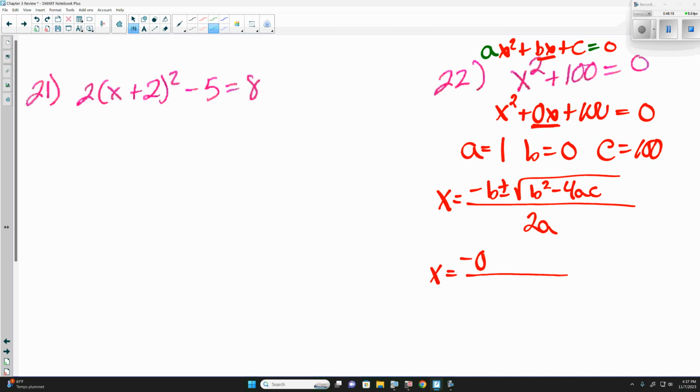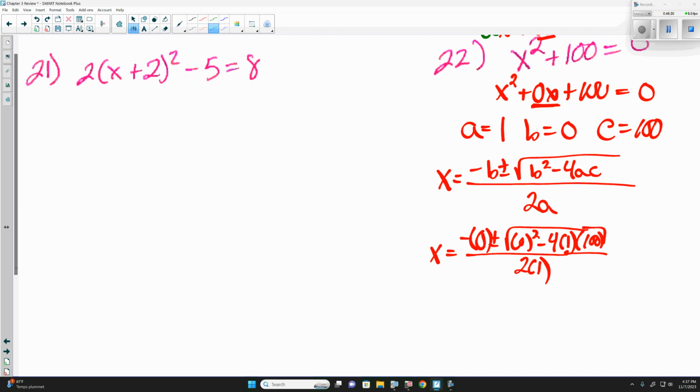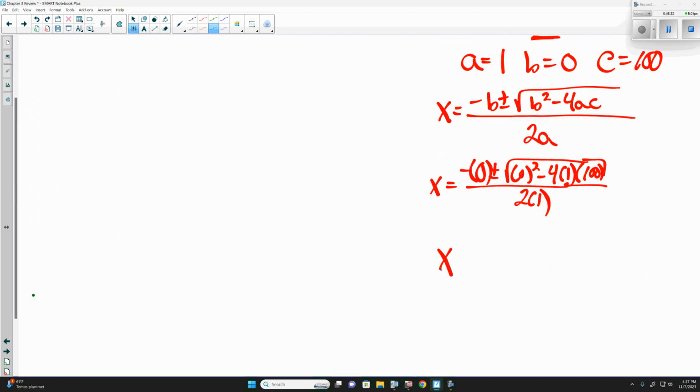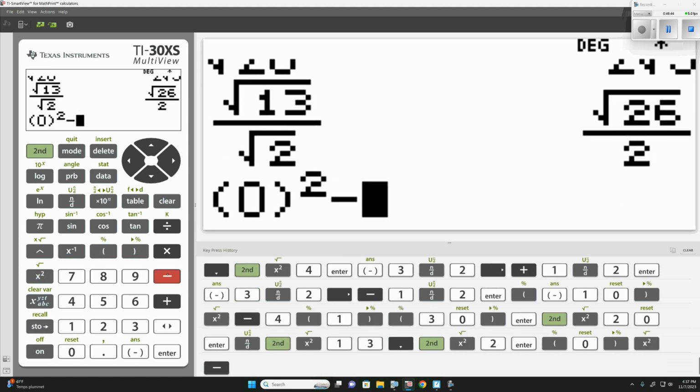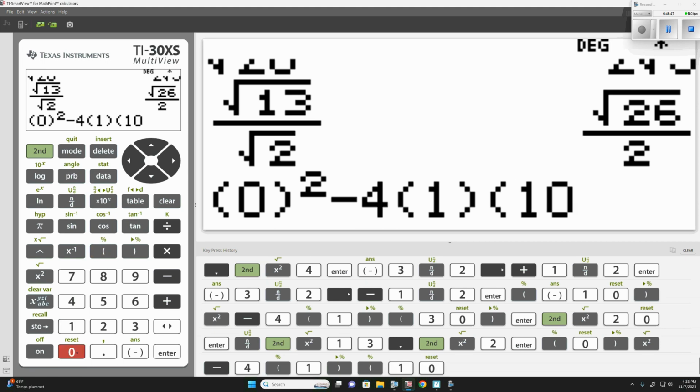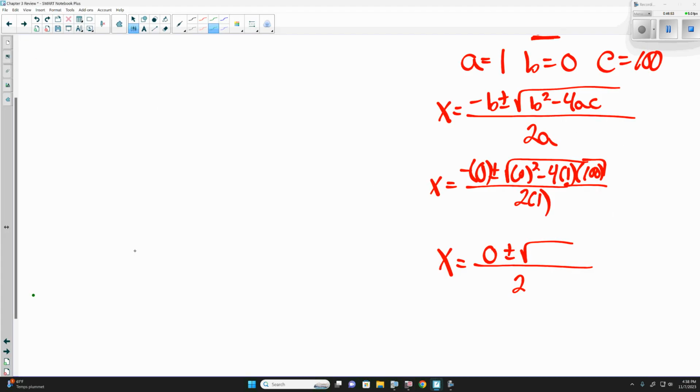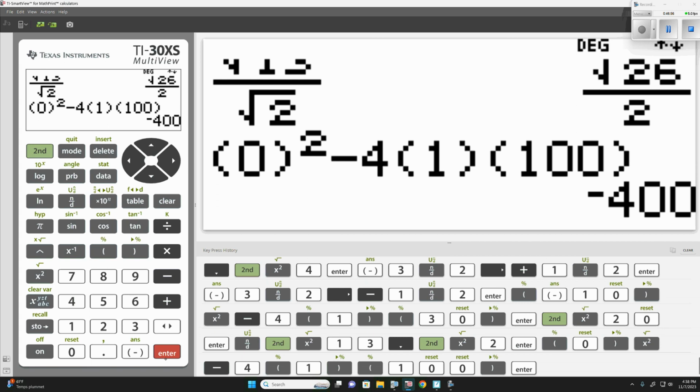Negative b, negative 0. Plus or minus the square root of 0 squared minus 4 times a, which is 1, times c, which is 100, all over 2 times a. Negative 0, well, that's just 0. 2 times 1 is 2. Now I'm going to plug everything inside the radical first, so 0 squared minus 4 times 1 times 100 is negative 400.